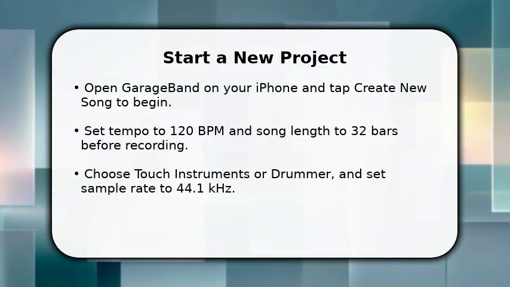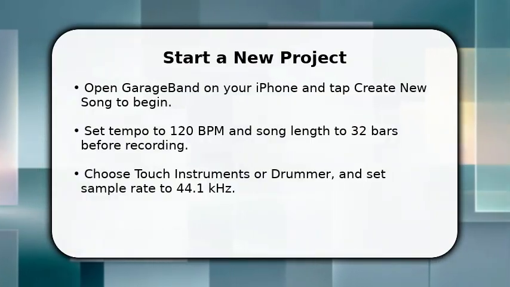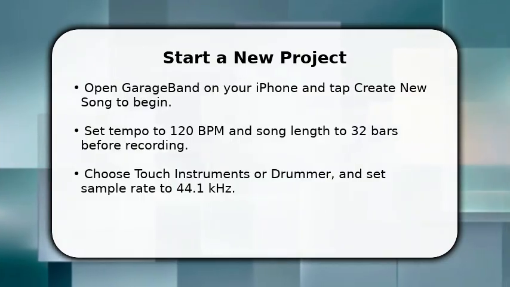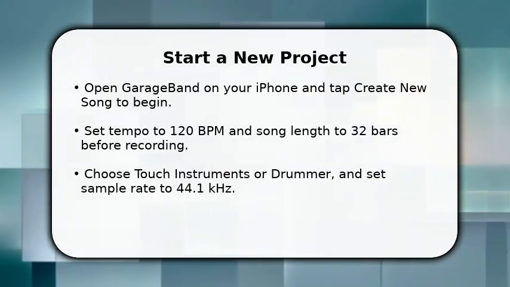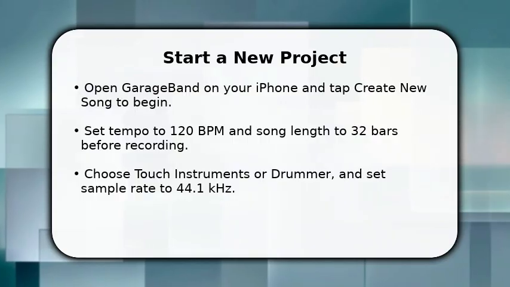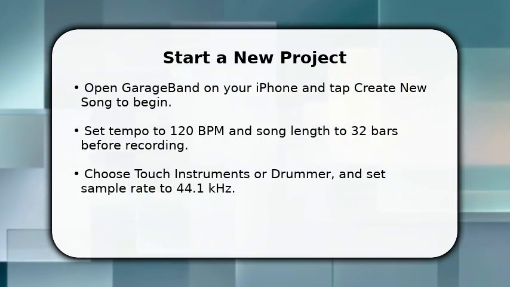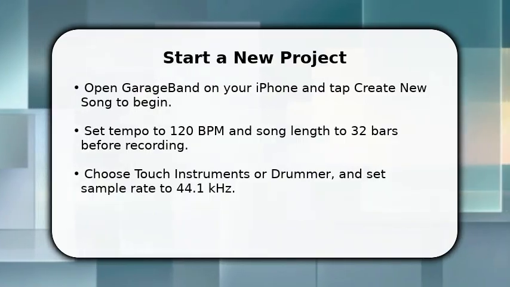Open Garageband on your iPhone and tap Create New Song to begin. Choose Touch Instruments or Drummer depending on the sound you want. Set tempo to 120 BPM so your groove stays consistent while recording. Tap the metronome icon to enable count-in for a tight start.